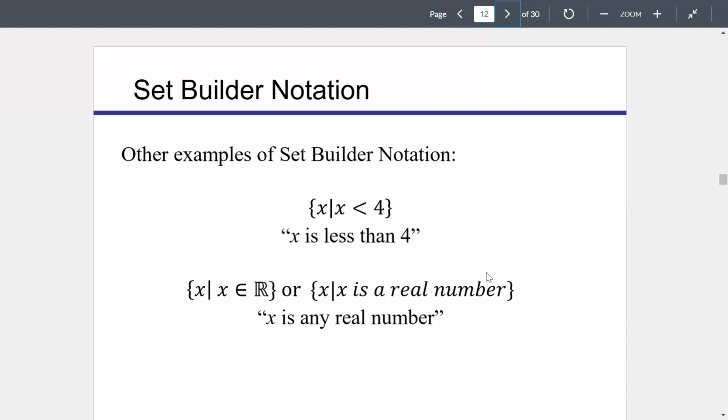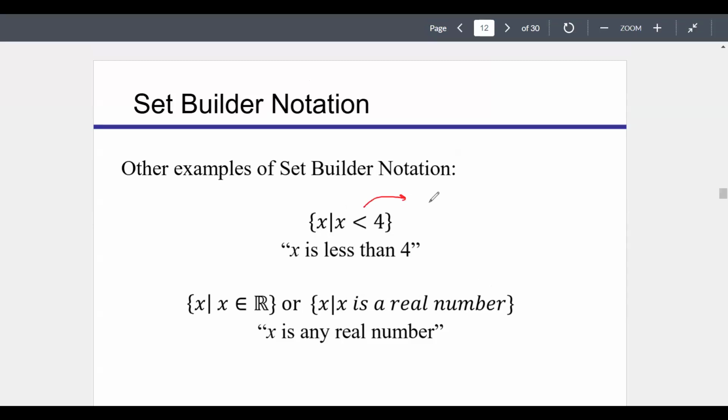And it's useful when you cannot write a list of solutions. So I can't write a list of solutions here because not only does 3 work and 2 work and 1 work, but everything in between also works, and all of those numbers are also solutions, and I can't write them all out. That's what set builder notation is good for, when you can't write a list of solutions.